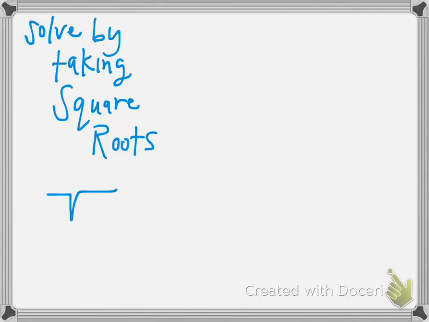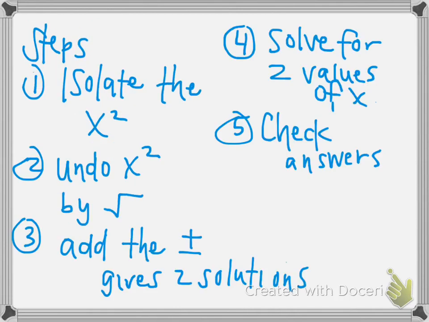Okay, here's a video on solving quadratics by taking square roots. These are the steps. You isolate the x squared in a quadratic equation. That means you get it all by itself, and then everything else is on the other side of the equal sign. And then you undo the x squared by taking the square root.